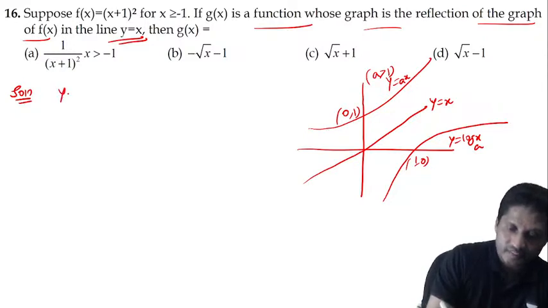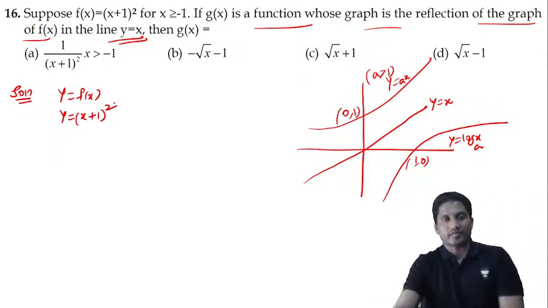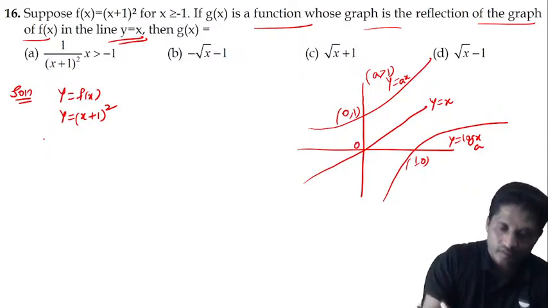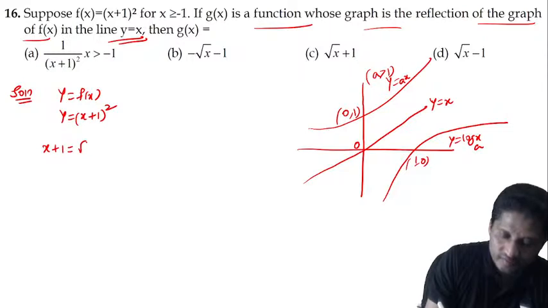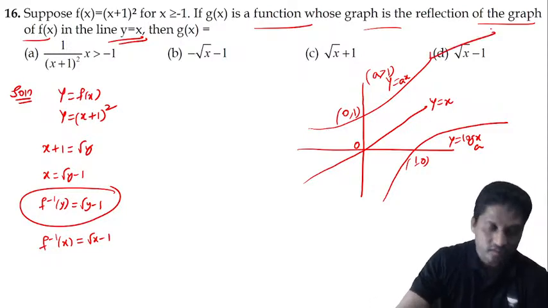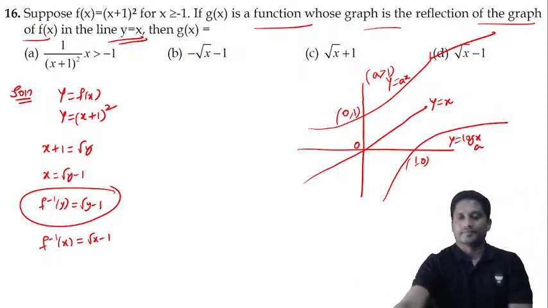Now if I take y is equal to f of x, it is asking what is the reflection of (x plus 1) the whole square with respect to the line y is equal to x. Just find the inverse, guys. How do you find the inverse? Y is a function of x, you have to simplify and write x as a function of y. So x plus 1 is equal to root y, so x is equal to root y minus 1. Therefore f inverse of y is equal to root y minus 1. If I take x, f inverse of x is equal to root x minus 1. The answer is option D. It's a conceptual question, good problem.